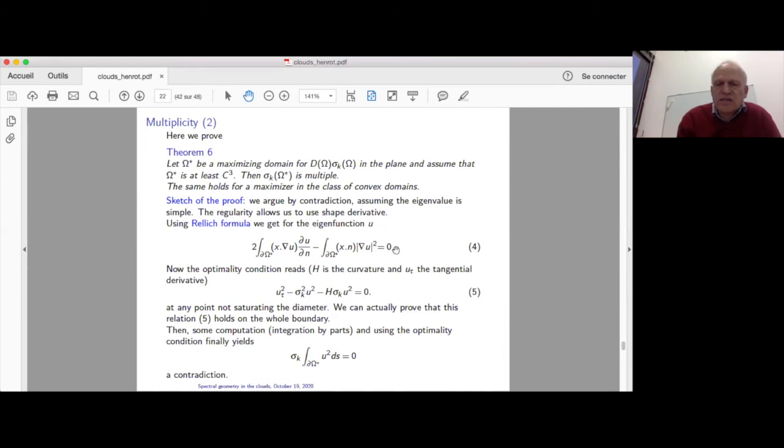Then we use, as I said, this Rayleigh formula. We write the gradient as the sum of the tangential square plus normal square of the gradient. And so we integrate by parts in different senses. At the end, we end up with this relation, sigma k times the L2 norm of the shape of the eigenfunction to be 0, and we get the desired contradiction. And in the convex case, it's more complicated, but it works as well.